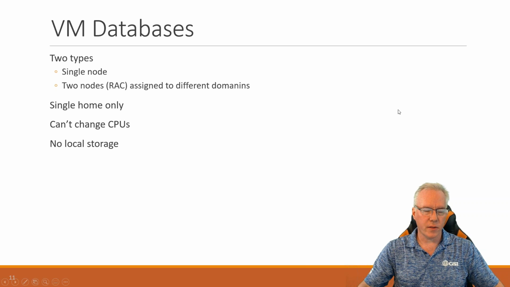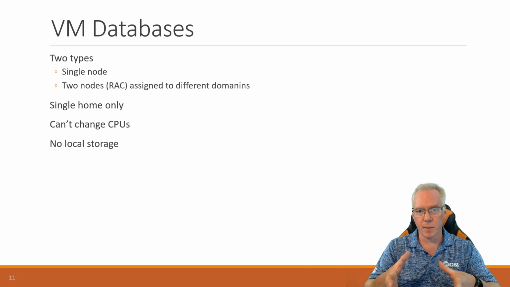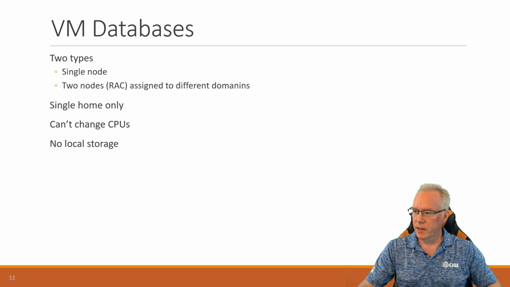Now as far as VM databases go, there's two types. There's a single node and a 2-node RAC. And this is what most people do. They're going to spin up just a database. You can only have one home. You cannot change any of the CPUs. And there's no local storage.